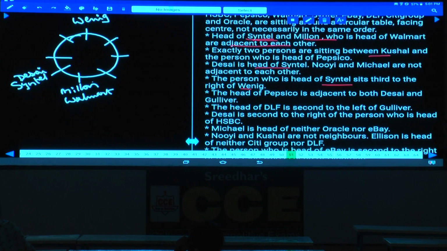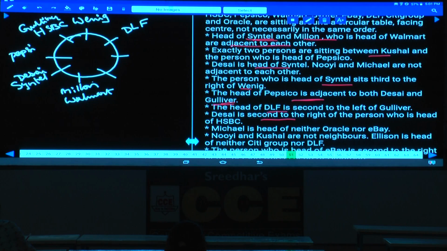And the head of PepsiCo is adjacent to both Desai and Gulliver. Now Desai is here, and this PepsiCo must be at this place, and this person must be Gulliver. Isn't it? The head of DLF is seated second to the left of Gulliver, and this DLF must be at this place. And Desai is seated second to the right of HSBC, which means this Gulliver must be HSBC.